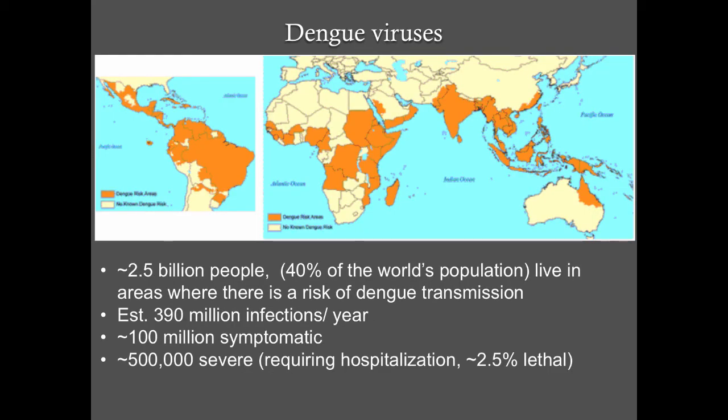Next. So these are, again, found throughout the tropical and subtropical world, within the Western Hemisphere, Central and South America, and they are kind of creeping up to the southern United States, and you'll occasionally find dengue virus being transmitted locally within Florida and Texas, also found in Africa and Southeast Asia. Estimated close to 400 million infections per year, of which about 100 million of those are symptomatic and maybe 500,000 severe, requiring hospitalization.